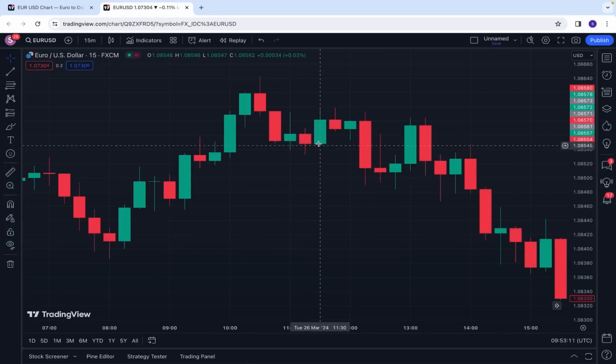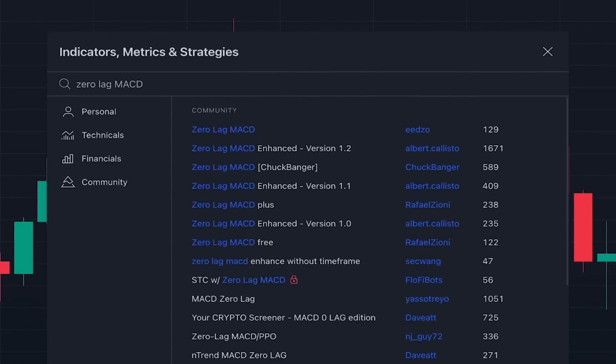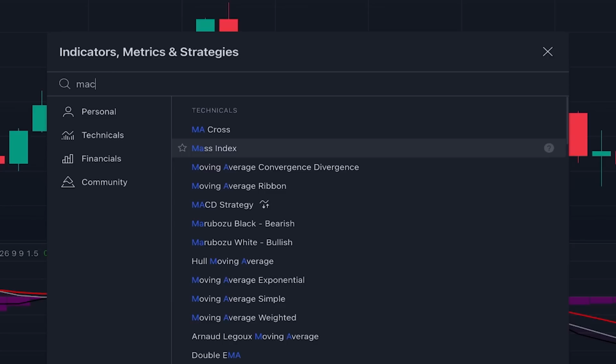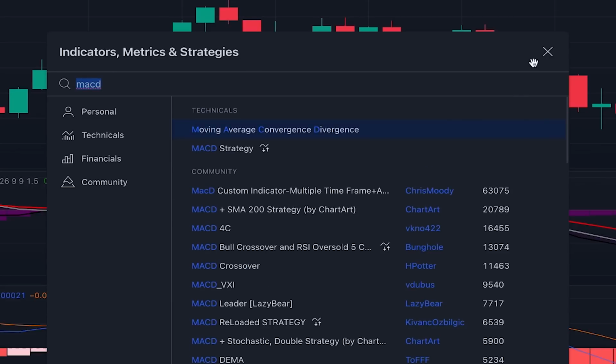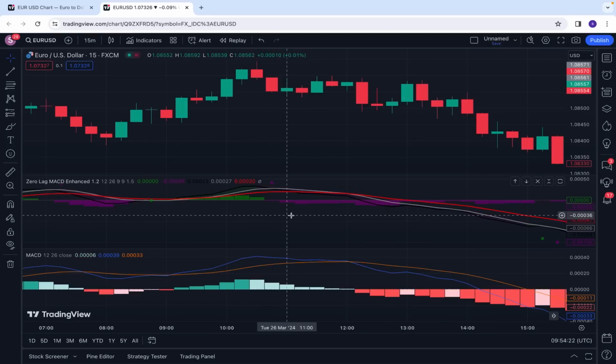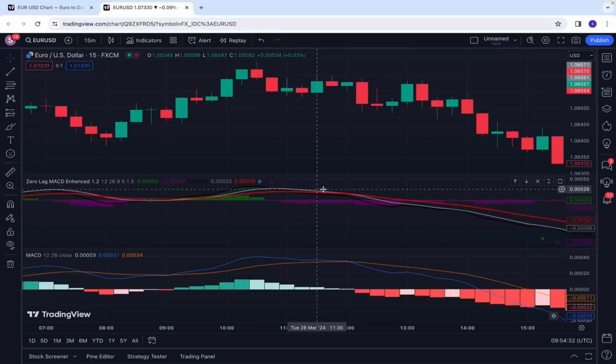To add this amazing MACD to our chart, here we click on indicators and we search zero lag MACD. We add this one, zero lag MACD enhanced version 1.2, which is written by Albert Callisto. This is the newest version from this author with necessary updates and fixes. We also add the old MACD, this one, so we can have a comparison between them. Alright, now we have both of the MACDs on our chart. This is the original MACD here in the bottom, and this is zero lag MACD.